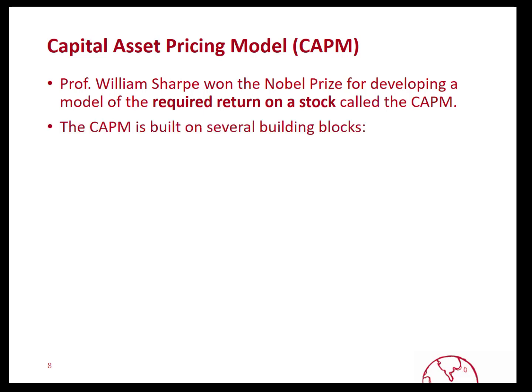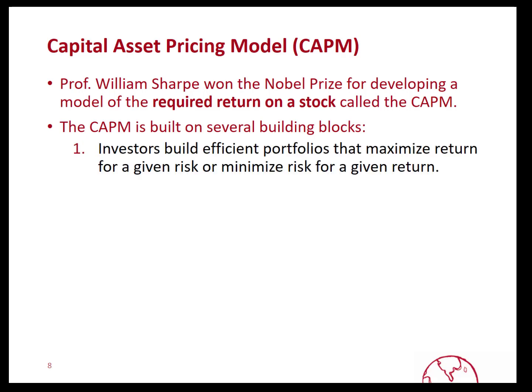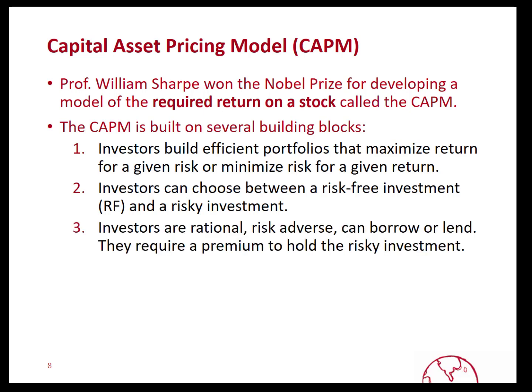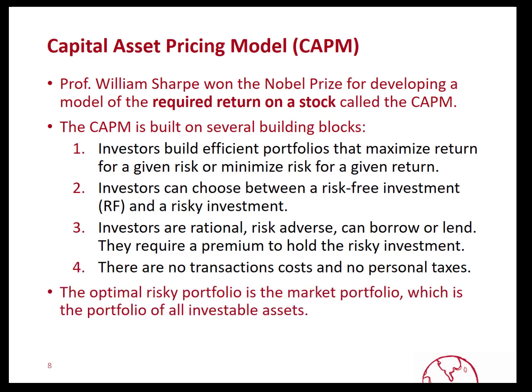He, of course, had to derive this mathematically and had to make some simplifying assumptions. So he assumed that investors will build efficient portfolios, as outlined in modern portfolio theory, where they're looking to maximize return for a given level of risk or minimize risk for a given level of return. Investors are going to choose some combination of a risk-free asset and a risky asset. Investors are rational and risk averse. They can borrow and lend, and they require a premium to hold the risky investment, and there's going to be no transaction costs or personal taxes. Now, we know that this doesn't hold in reality, but these were the assumptions that went into building this model.